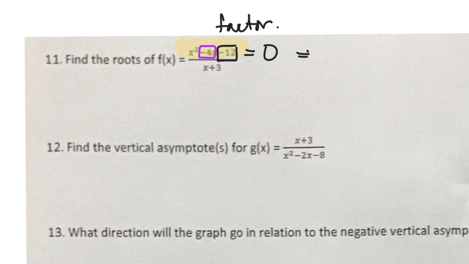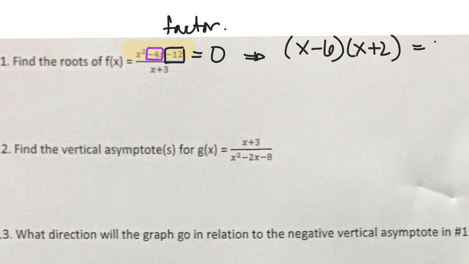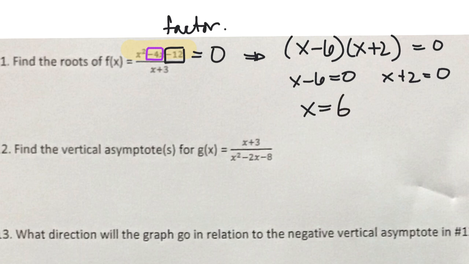And hopefully you know those as being negative 6 and positive 2. Okay, negative 6 times positive 2 is negative 12. Negative 6 plus 2 is negative 4. Okay, so those are your factor numbers. And then we set each of our factors equal to 0, like we do when we solve all quadratics, and we get one x-intercept, or one root at x equals 6, and we get another root at x equals negative 2. Okay, so these are the points (6, 0) and the point (-2, 0).